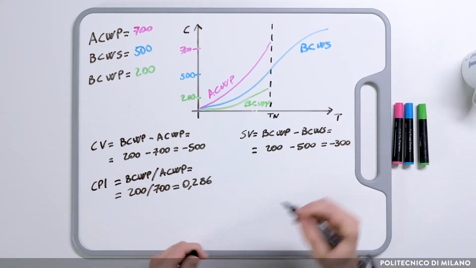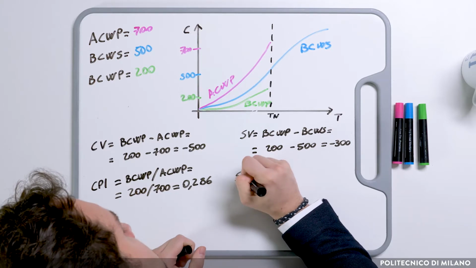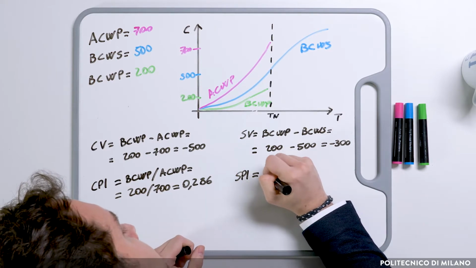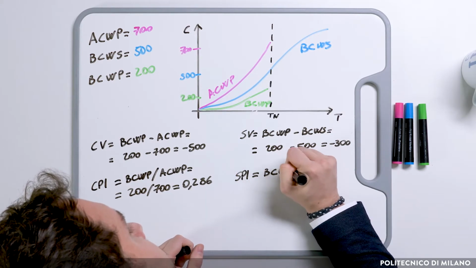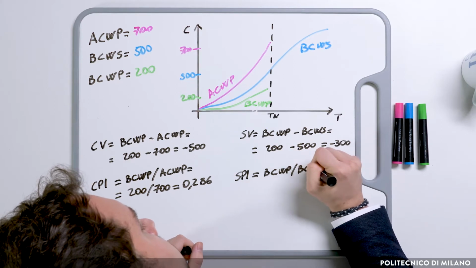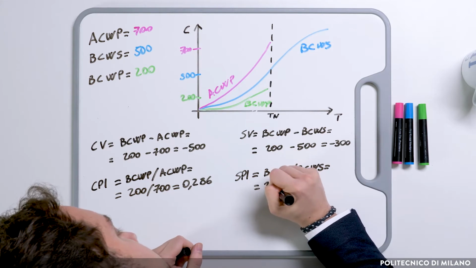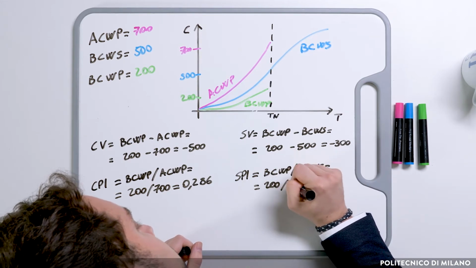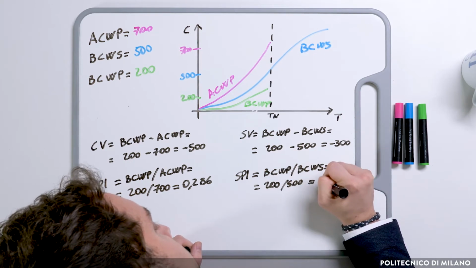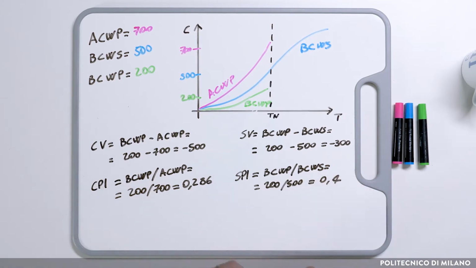Therefore, we are late. As in the previous case, the second indicator is the ratio, the SPI, Schedule Performance Index, which is going to be BCWP over BCWS. And in this case, we are ahead of time if the ratio is higher than 1. Also in this case, we are late, since it is 0.4.